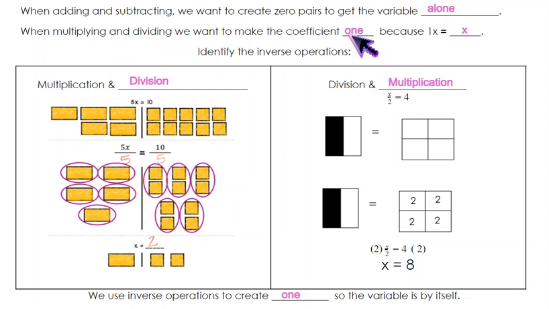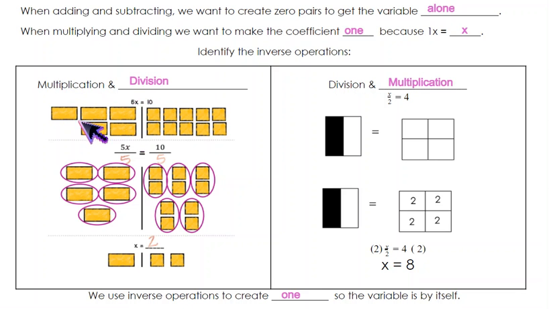So we want to get that number in front of the x a 1, because 1x is the same thing as x, because anything times 1 is itself. So we have to identify the inverse operations again. All right, so the inverse operation to multiplication is division. So here's an example. We have 5x equals 10.